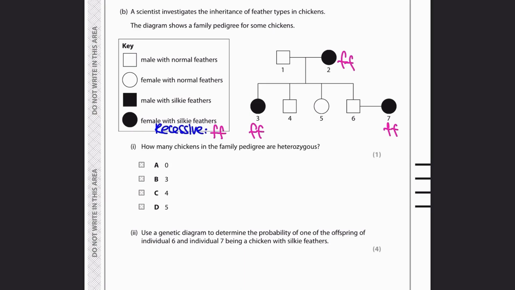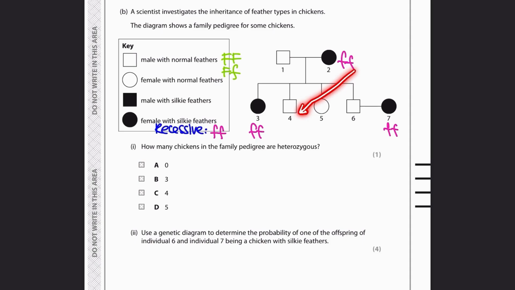The white ones, you guys remember, were either big F, big F or big F, small f. Remember? So let's try to figure out, is number 4 a big F, big F or big F, small f? Which one is it? The fact that number 4's mother is only small f tells me that I must get at least one small f. Remember, one copy from each parent.